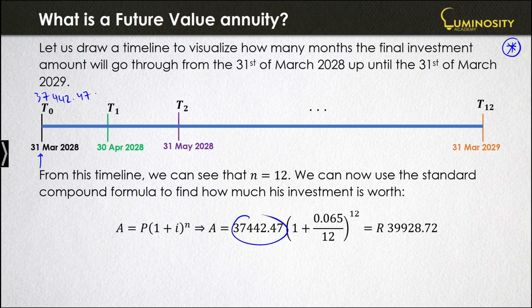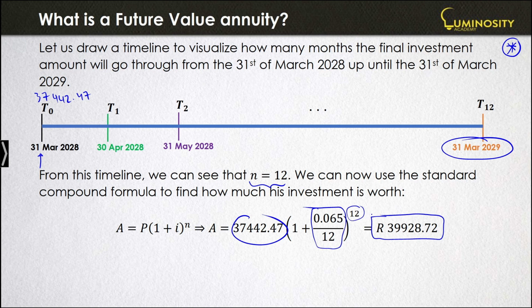So this is a new timeline, and it'll actually take 12 months to reach the 31st of March 2029. So what's happening is that the money is sitting in this account for 12 months without putting any more money into it. So now we simply use the normal compound formula, and that will be A equals P times 1 plus i to the power n. But remembering that it's still accruing interest at a monthly compound rate. So we put our nominal interest and 12 months to match up with that nominal interest. Putting that in, we see the grand total that Kyle would have after leaving that money for 1 year will be 39,928 Rand and 72 cents.